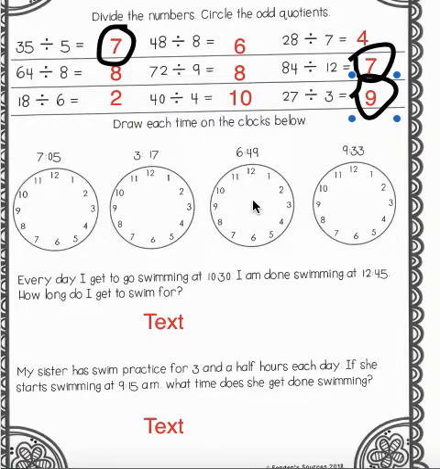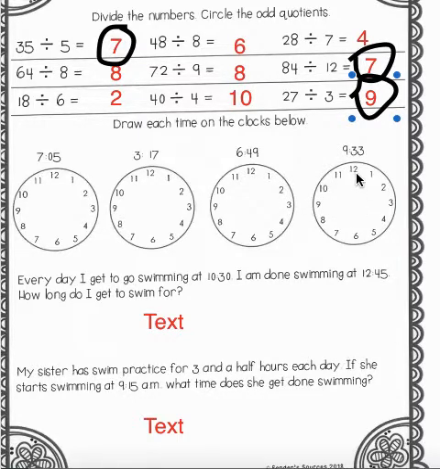So the smaller hand will be between the 6 and the 7, closer to the 7, and the bigger hand will be almost at the 10. And last one of these, 9:33. So it will be between the 9 and the 10, because 9:33 is right in between that 9 and that 10 o'clock hour. So your smaller hand will be between the 9 and the 10.